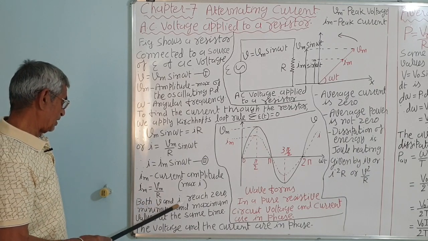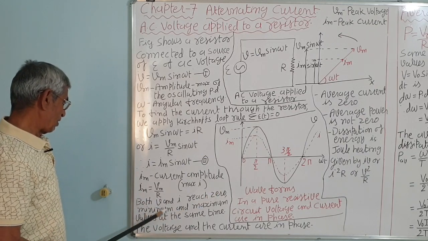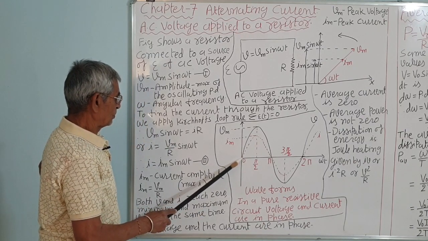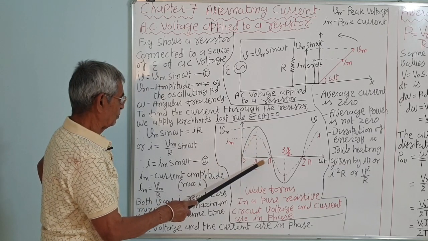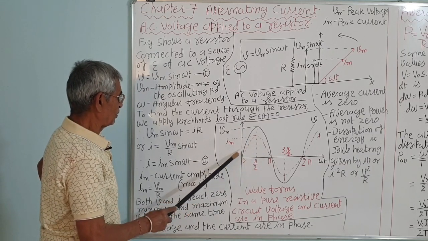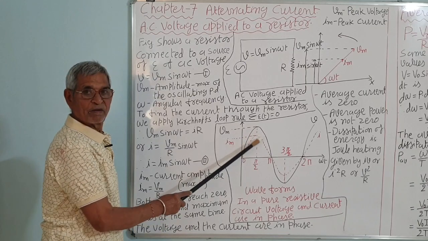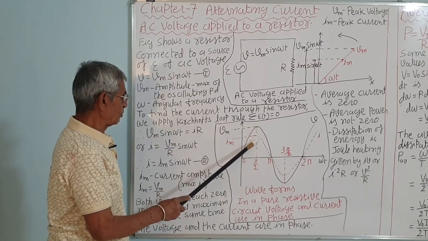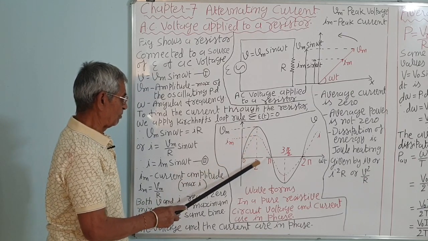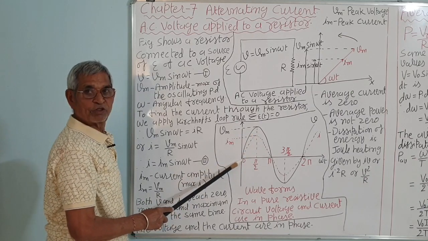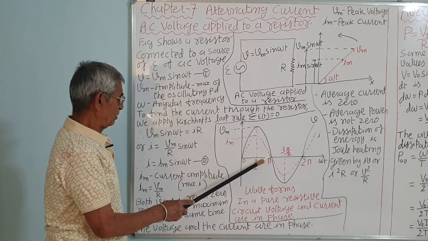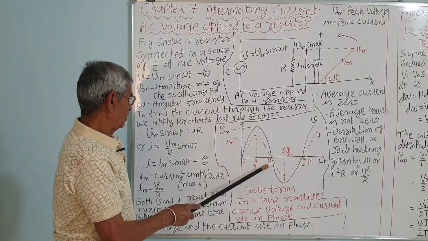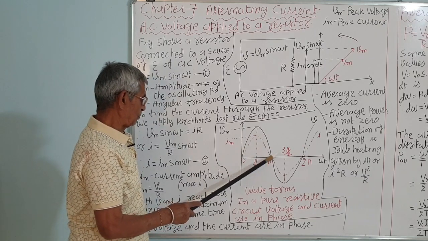Both V and I reach 0, and reach maximum, at the same time. The amplitudes are different, but the time is the same. At 90 degrees, pi by 2 angle, current is maximum and voltage is also maximum. At time t equal to 0, both are 0. At rotation pi, again both are 0.